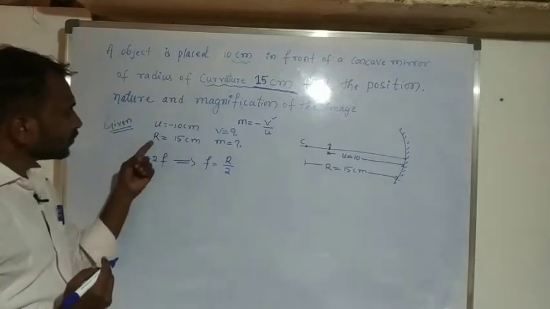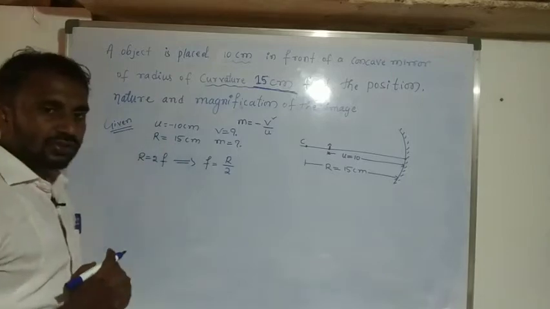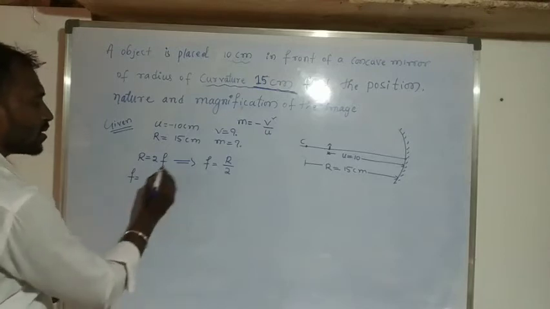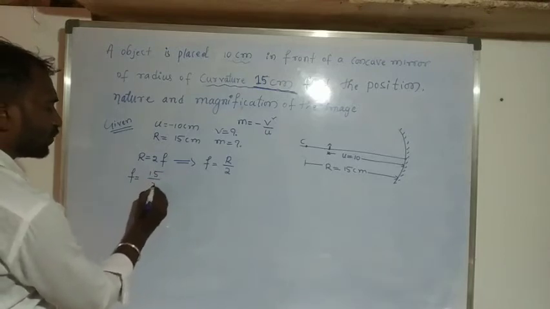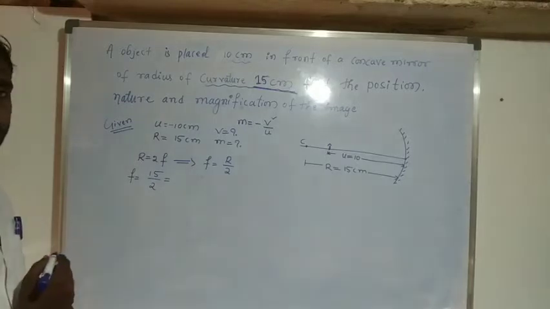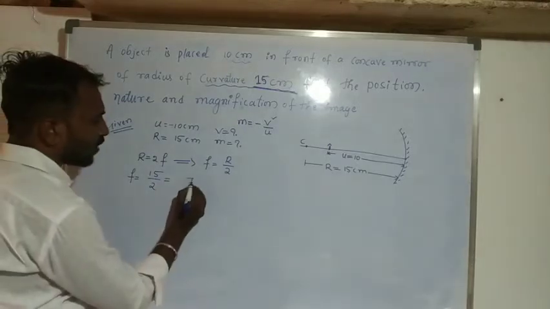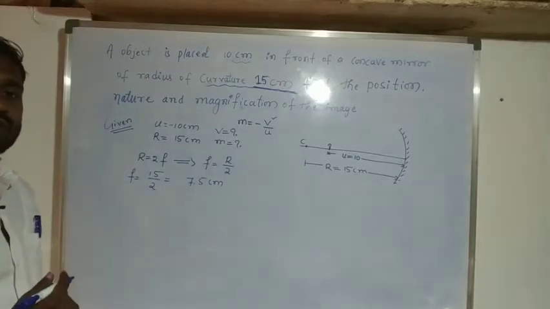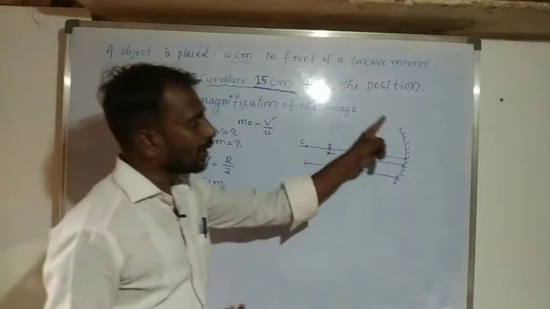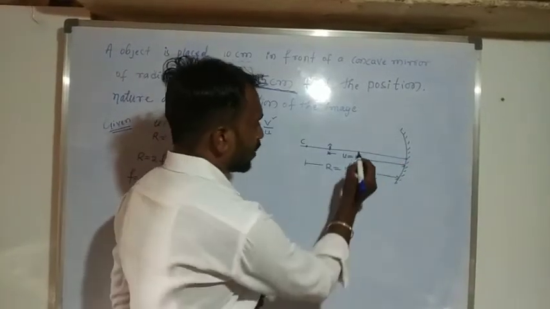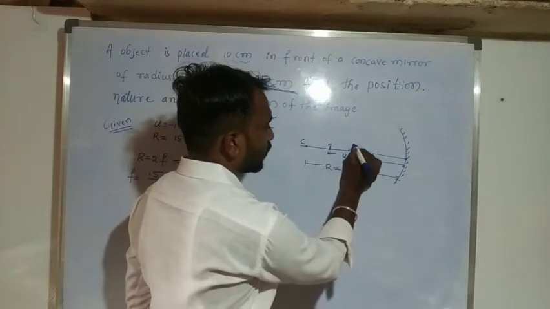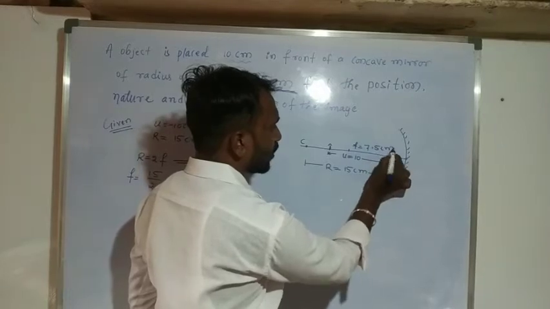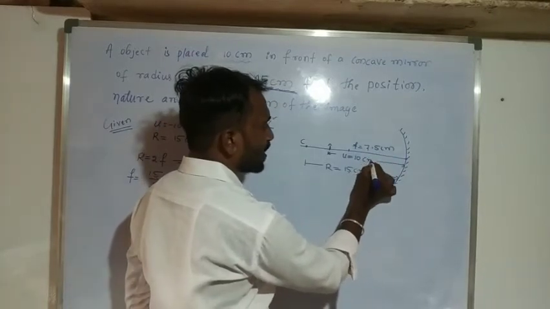Here, given that the radius of curvature is 15 centimeter, the focal length f is equal to 15 divided by 2, which is 7.5 centimeter. So the focal length of the concave mirror is f is equal to 7.5 centimeter.